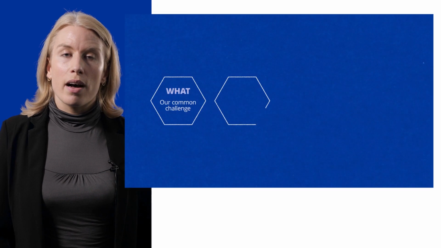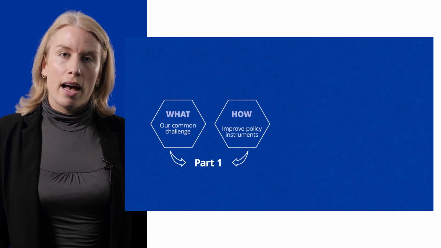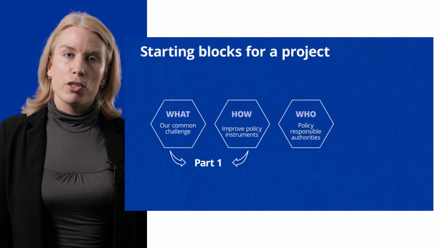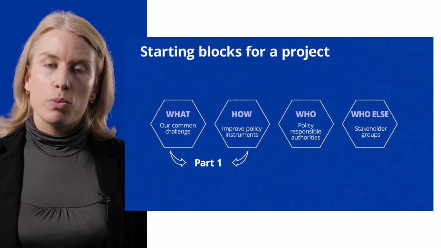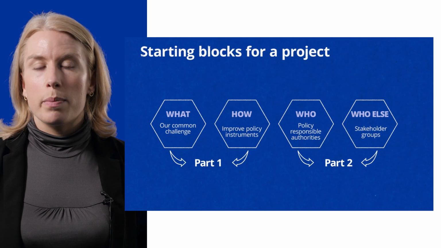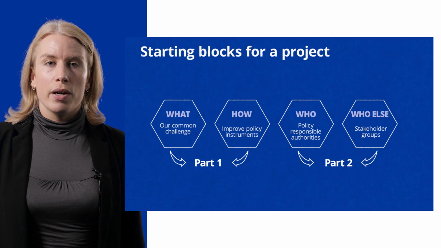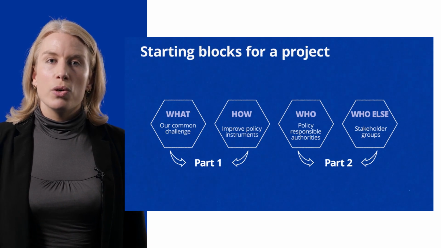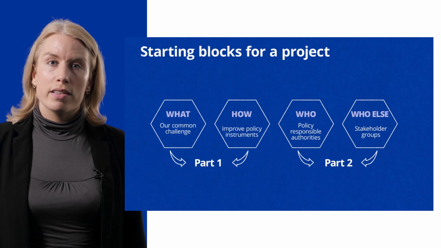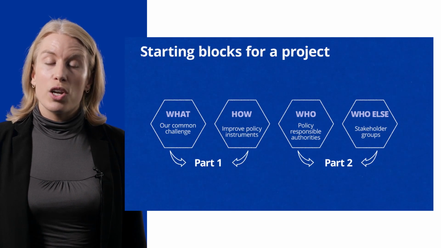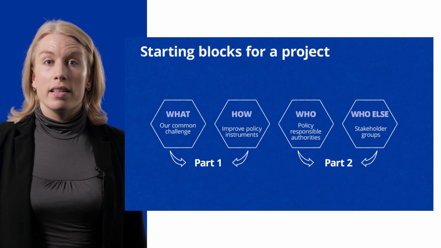We've come to the end of this first video about building a relevant partnership. We looked at how to identify the common issue tackled by your project, how this is really core to building your partnership and selecting the right authorities. And we also looked at how to identify the right policy instruments and what kind of improvements should be aimed at. In the next part of the video, my colleague will talk about who should be involved in Interreg Europe projects, the policy responsible authorities, and who else can support the activities, the stakeholders. I invite you to watch this video and to learn more about building a relevant partnership.